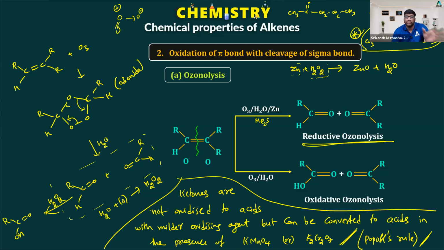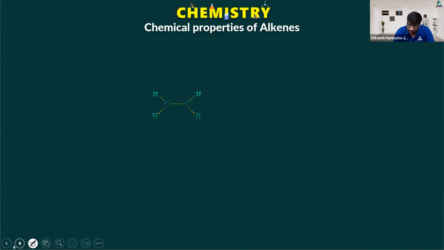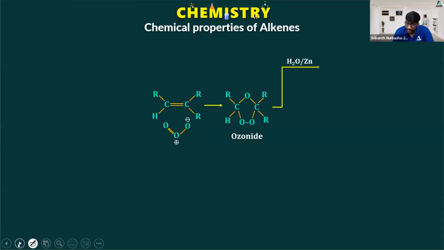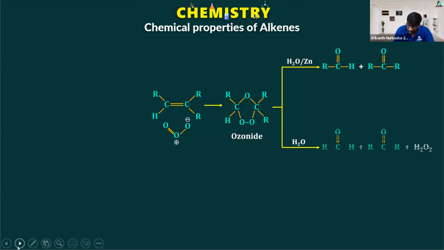Which bond has to be cleaved in the oxidation of an unsymmetrical ketone is given by Popov's rule. Right, students? Let us proceed further. So RCH double bond CRR, as I have told you, will form ozonide. That ozonide, if you treat with zinc in the presence of water, means reductive ozonolysis. So to each carbon you have to connect the respective C double bond O, RC double bond H plus RC double bond R. If you have just water, you don't have any zinc or dimethyl sulfide, then you will get oxidative ozonolysis. You will get RC double bond H plus RC double bond R plus H2O2.